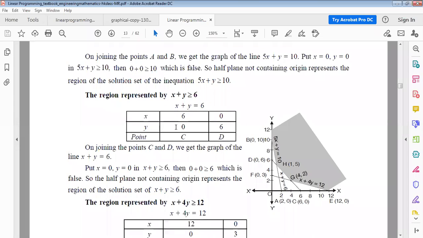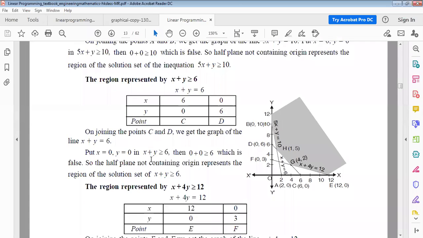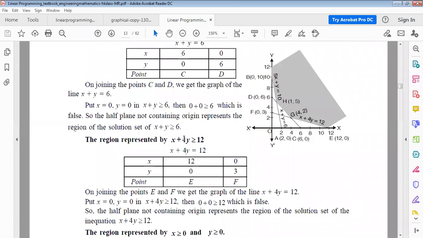After putting y equals 0, we get x equals 6, and if x equals 0, then y equals 6. These are points C and D. Now for the third constraint, from the third inequality equation, we get points E and F. After putting y equals 0, we get x equals 12. If we put x equals 0, then 4y equals 12, that means y equals 3. So point E is 12 comma 0, and point F is 0 comma 3.